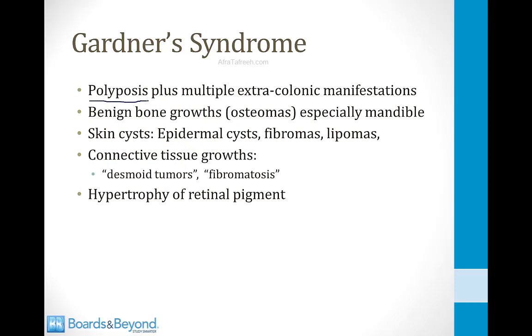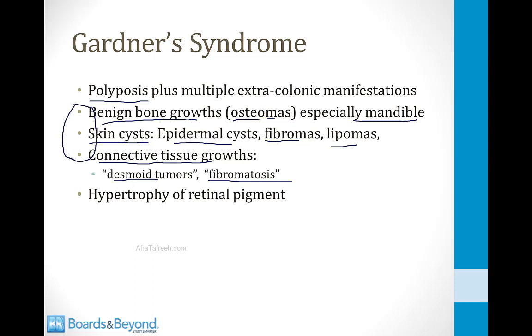Gardner's syndrome is polyposis of the colon plus multiple extracolonic manifestations. And you can basically remember Gardner's syndrome by just remembering that it creates bumps all over the body. So in the bones, there are benign bone growths called osteomas, especially at the mandible. This will present as a bump on the jaw. There are bumps in the skin, which are skin cysts. They can be epidermal cysts or fibromas or lipomas. And then there are bumps in the connective tissue. These are connective tissue growths like desmoid tumors and fibromatosis. But all these things will present as bumps in the bones or the skin or the connective tissue.